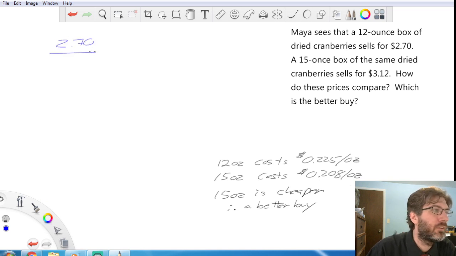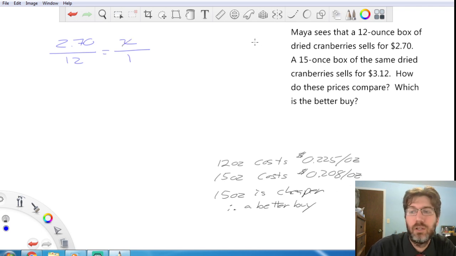So 270 over 12, you want that equal to something with a denominator of 1, and this here is your unknown, so you just want to solve for your unknown. It's easier to just divide this fraction because it's going to give you the same answer. But you can cross multiply with this.